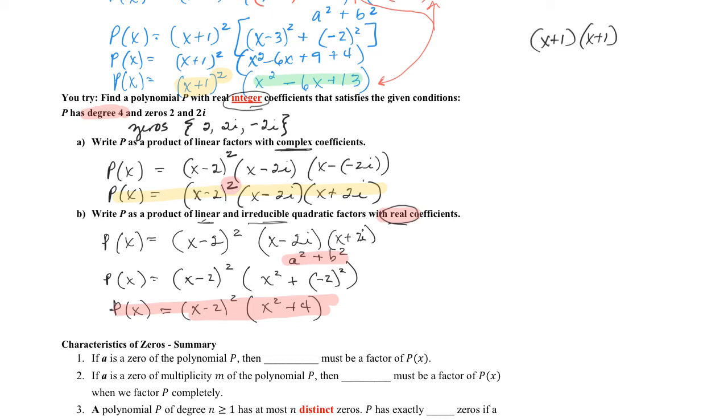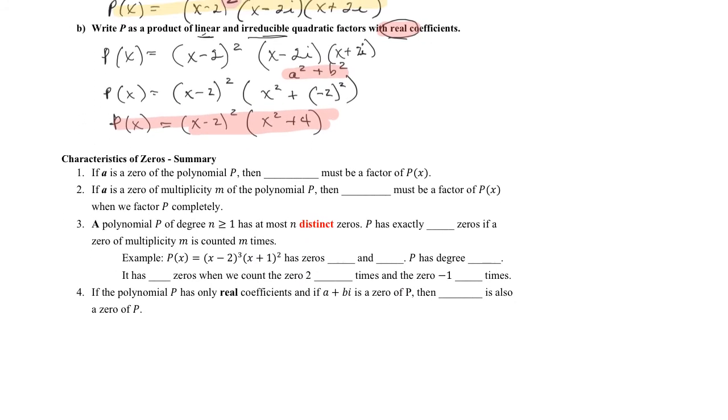Okay, so moving down below, we've got sort of just a summary here to pull it all together. So these are the characteristics of zeros for a polynomial function. This is sort of what we've learned. So we're going to pull this all together in one place. If some number a is a 0 of the polynomial, then we know that x minus a has to be a factor. The factor theorem tells me that. If a is a 0 of multiplicity m of some polynomial, then x minus a raised to that same multiplicity of m must be a factor when we factor it completely.